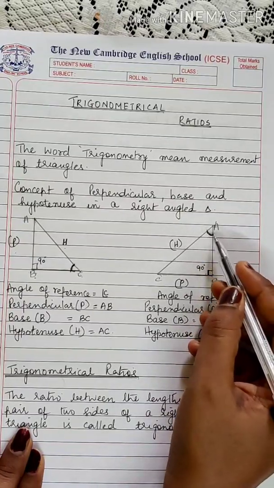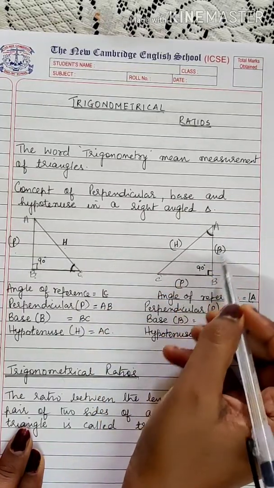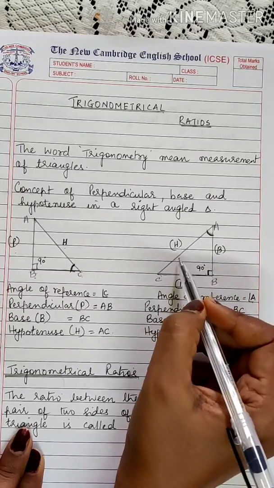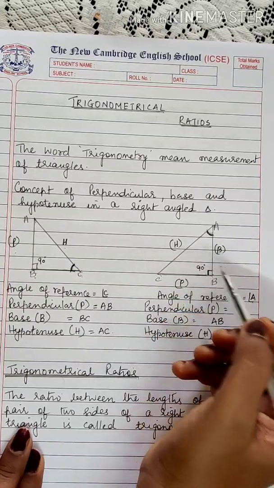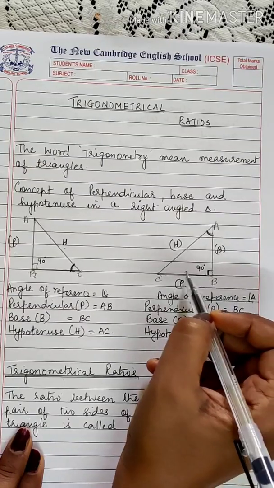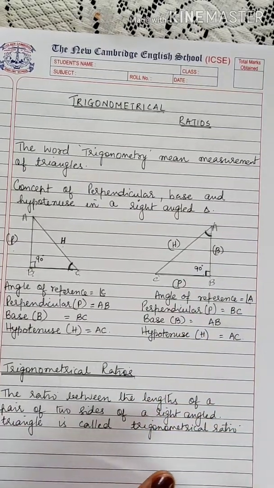So when the angle of reference changes, perpendicular and base change. Hypotenuse remains the same because hypotenuse is nothing but the side opposite to angle 90 degree.